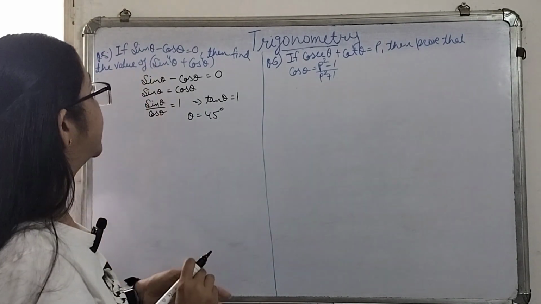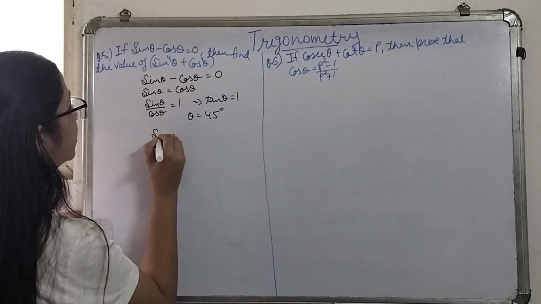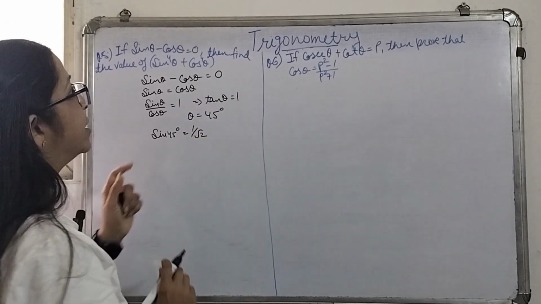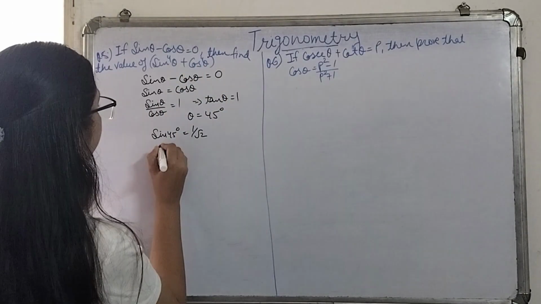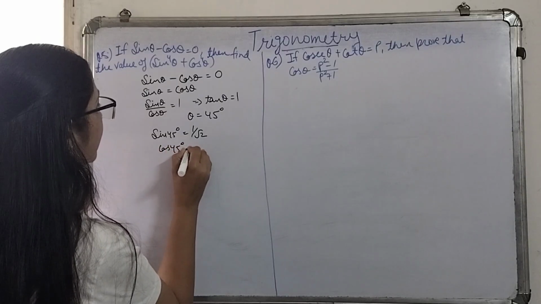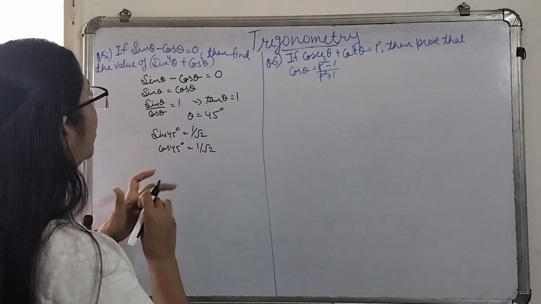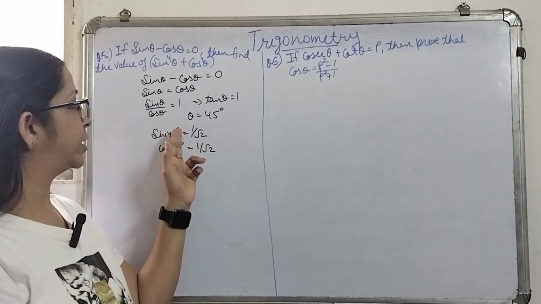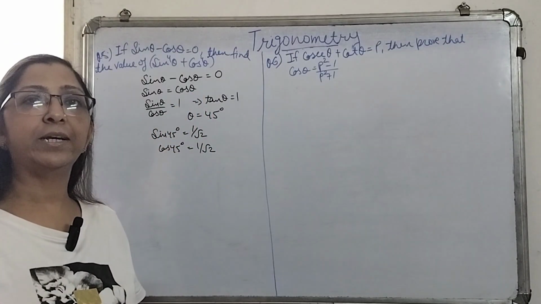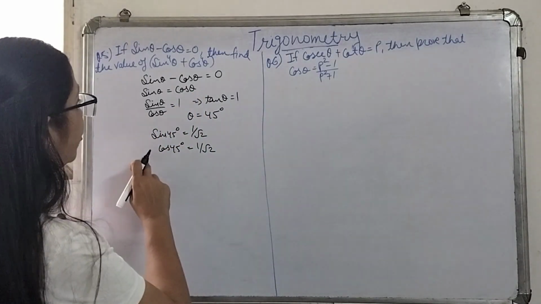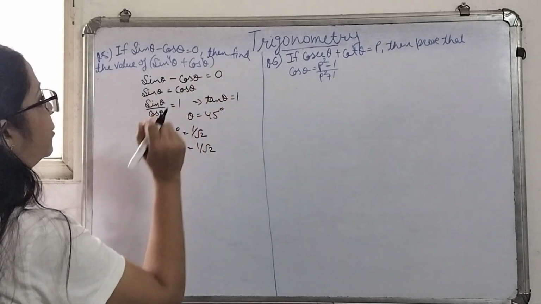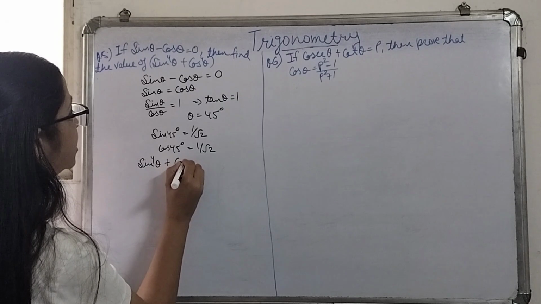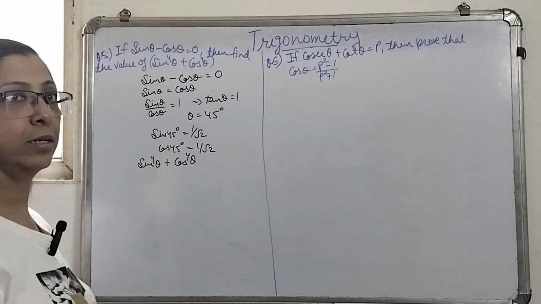So we know that sine 45 degree is 1 upon root 2. Similarly, cos 45 degree is 1 upon root 2. Already it was given that sine theta is equivalent to cos theta. That means sine 45 is 1 upon root 2 and cos 45 is 1 upon root 2. Now we will be keeping these values over here. We have to find the value of sine 4 theta plus cos 4 theta.